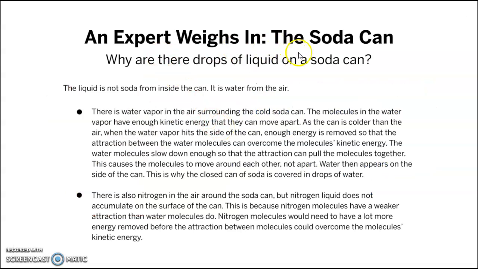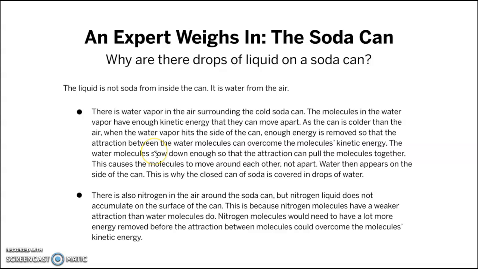All right, so an expert's going to weigh in on this. Why are there drops of liquid on the soda can? The liquid is not from inside the soda can. It's actually from the air, where there is water vapor in the air surrounding the cold can. And we know that the molecules in the water vapor have enough kinetic energy that they can move apart when they're a gas. And as the can is colder than the air, the water vapor hits the side of the can, and enough energy is taken away so that the attraction between the water molecules overcome the molecules' kinetic energy.